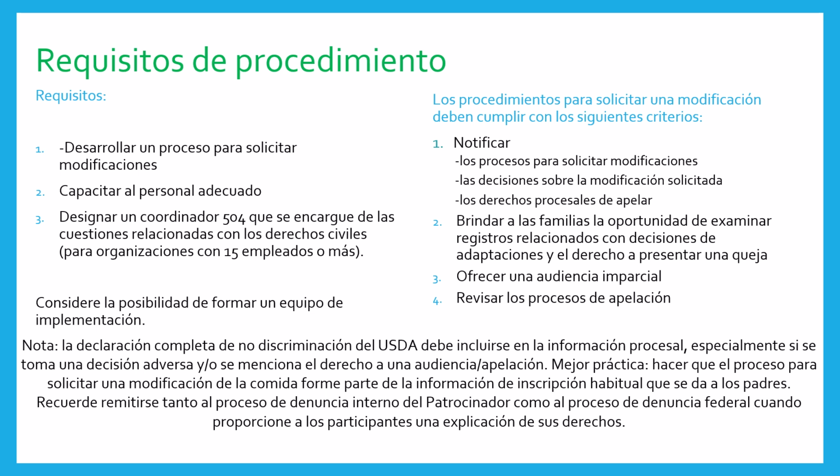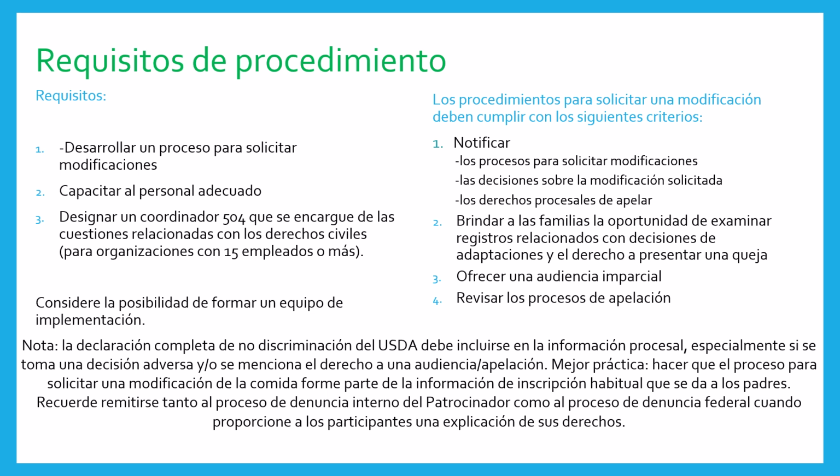requesting meal modifications. You need to communicate the decision regarding the modification request, and you also need to include procedures for appealing a decision that is made based on a modification request. Participants need to be given the opportunity to examine records that are related to the decision regarding the modification request, and they should be given the right to file a grievance. There should be steps in place to provide for an impartial hearing, and there should also be a review process for these appeals. And again, if you are sending out these communications that include hearing notices or rights to appeal, you'll need to include the full USDA non-discrimination statement on those communications.